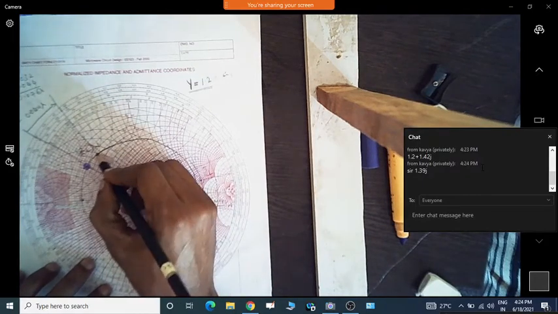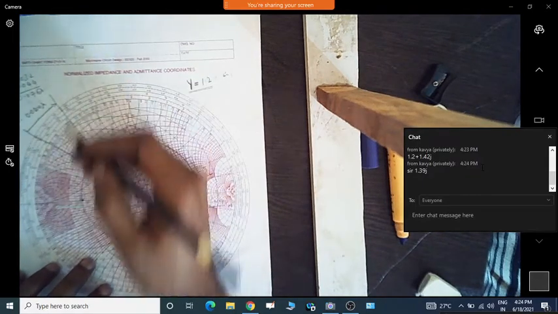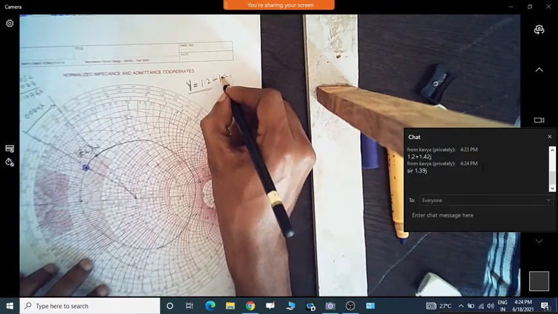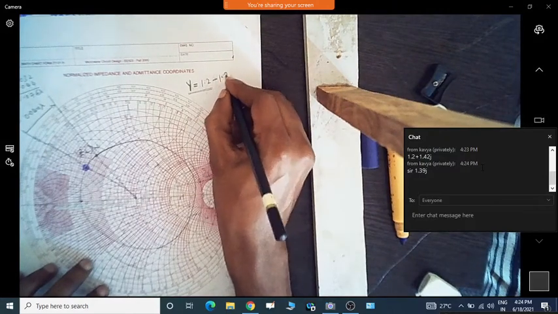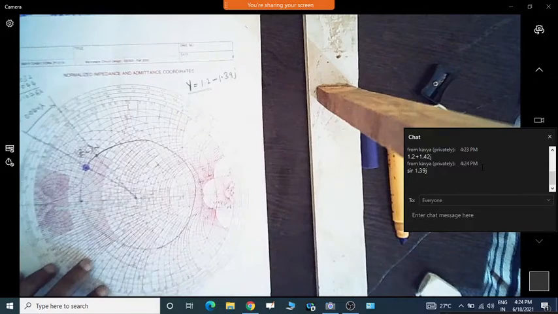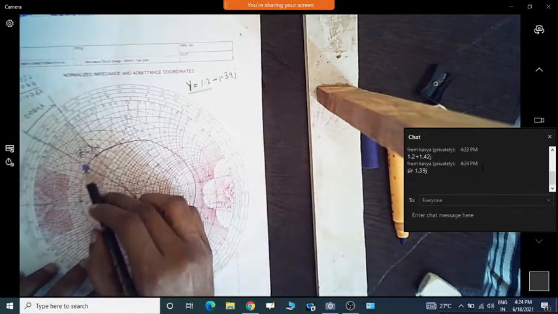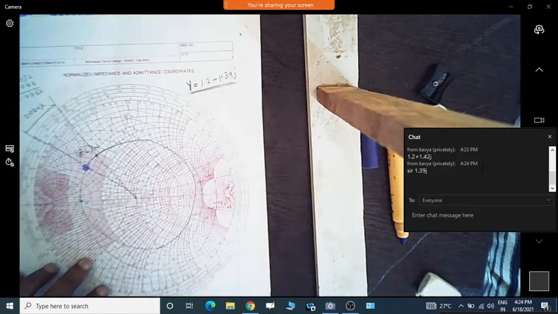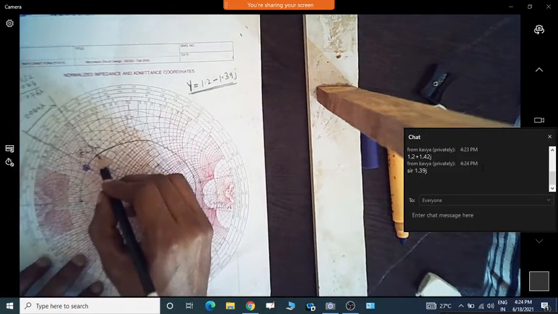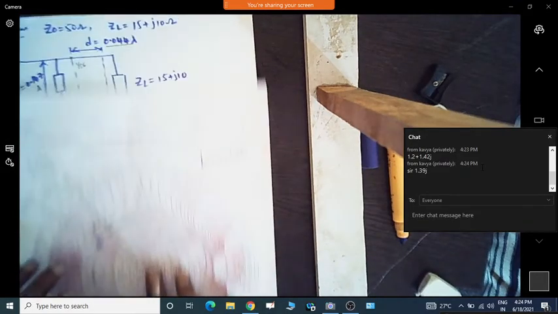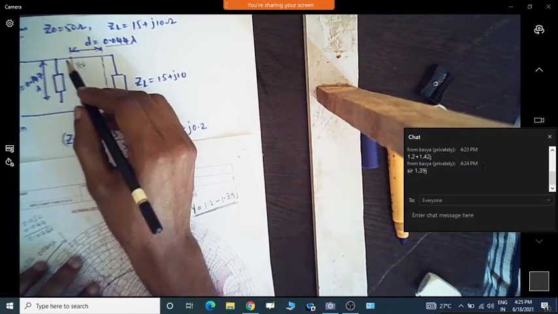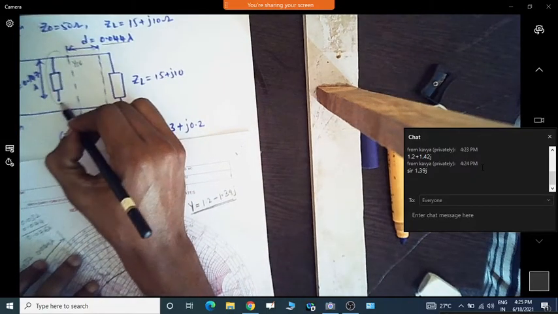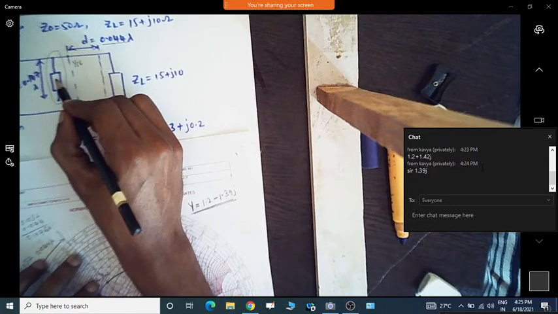So since we have the point in the upper half of the Smith chart, we have to take minus 1 point whatever the value, 39j. Okay, so you have to read it like that. So at this point, this is the admittance value. Now we have obtained the admittance at this point. Now we have to see how much susceptance is offered by this stub.